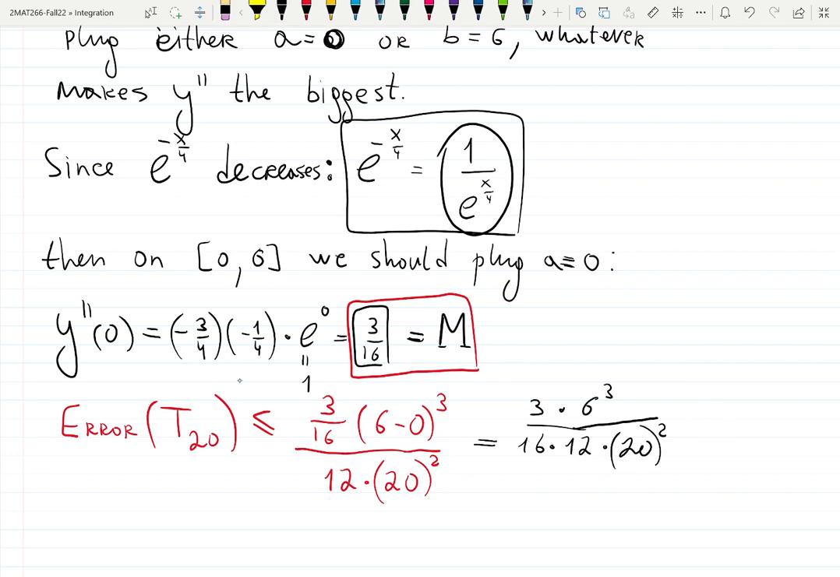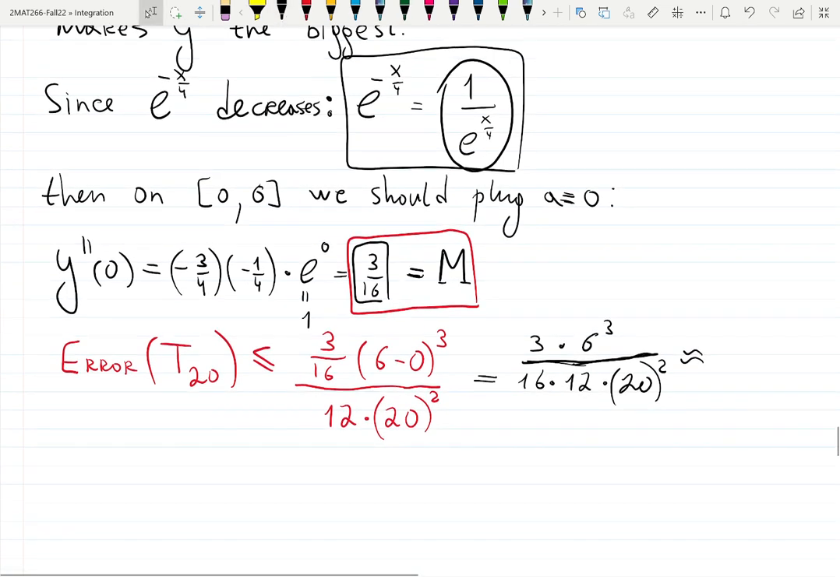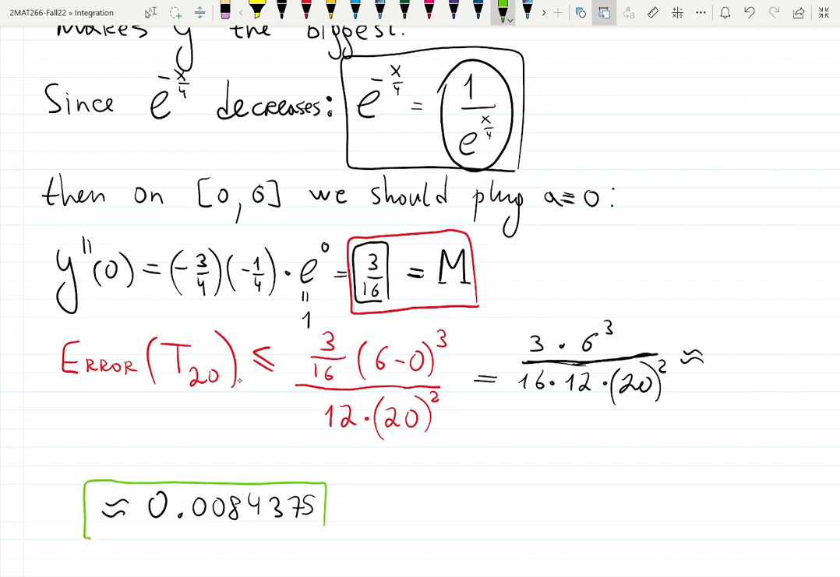Let's do approximate, which is approximately 0.0084375. I highly recommend to approximate the answer at the very end. Don't approximate it too early. So for example, maybe you wanted to approximate 3/16. Well, maybe don't do that, because then you will cut something too much. And then when you multiply by the cut later, more decimals will get lost on the way. So approximate everything at the very end.